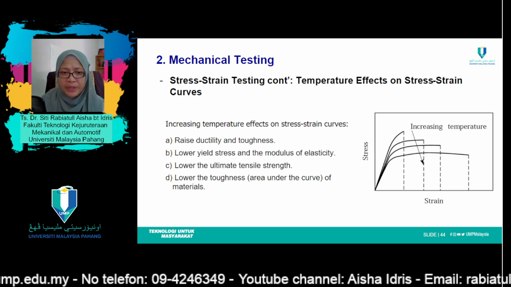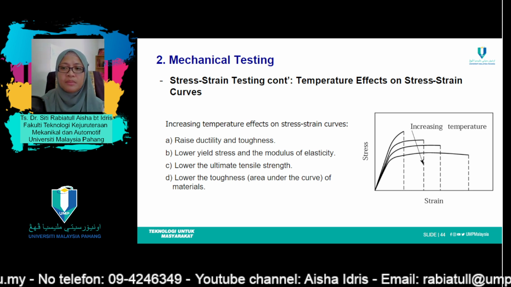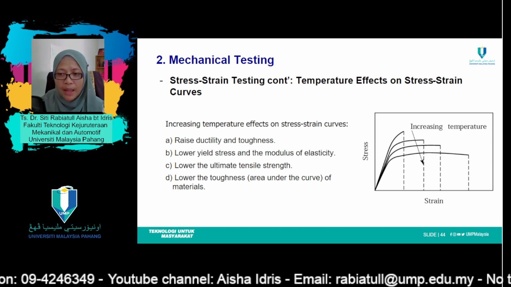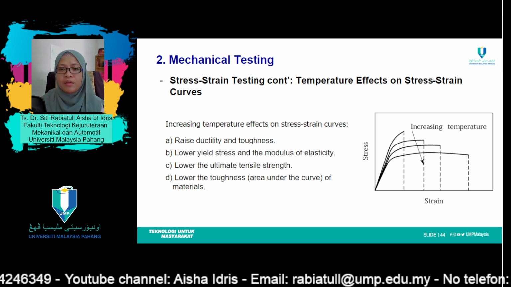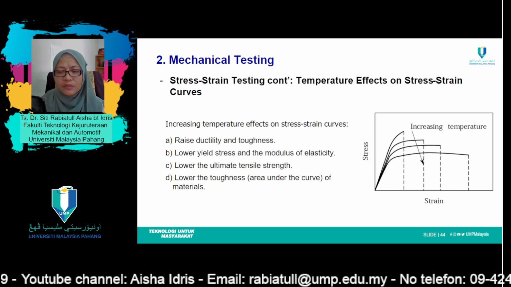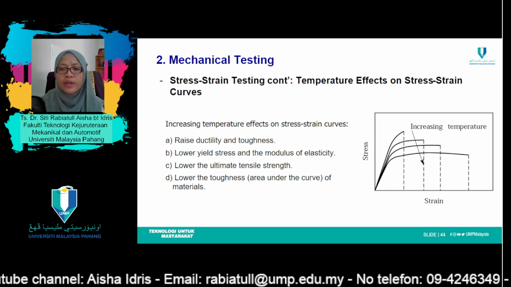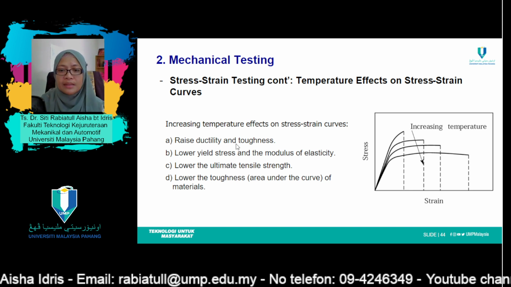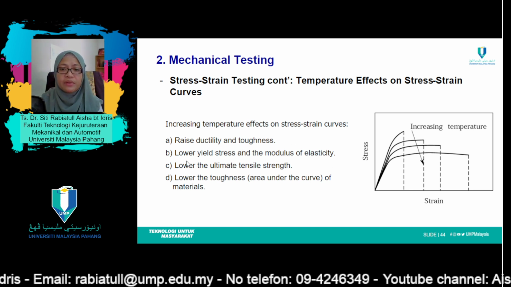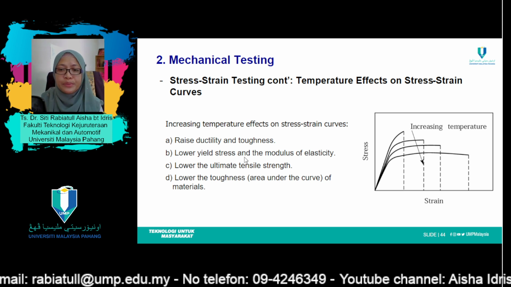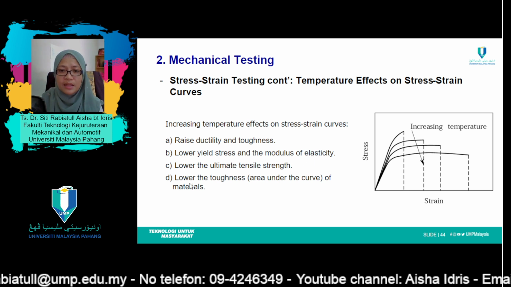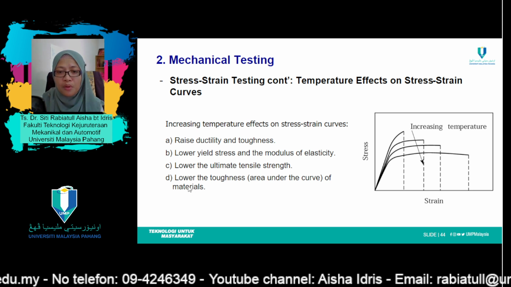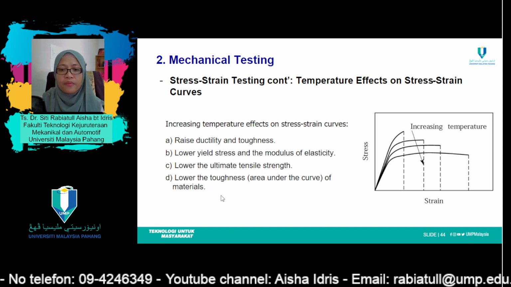The stress strain curve also may be affected by temperature. For example, what will happen to the curve when temperature is added is that, number one, it will raise the ductility and toughness of the material. Number 2, lower the yield strength and the modulus of elasticity. Number 3, lower the ultimate tensile strength. And number 4, lower the toughness of the material.